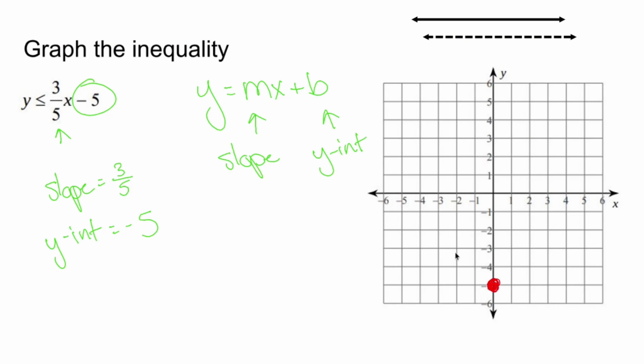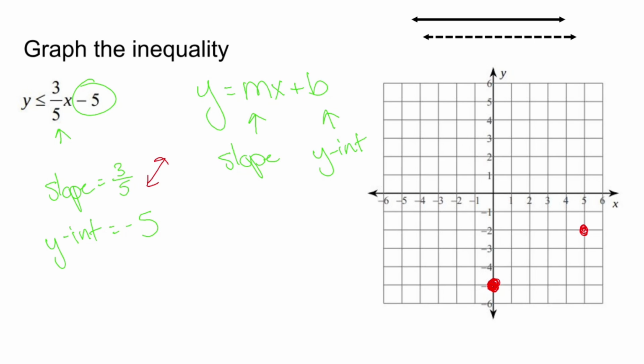And I'm going to use my slope to make more dots. So my slope is 3/5, which is positive. So up 3, right 5. So up 1, 2, 3, right 1, 2, 3, 4, 5. Put a dot there. I can't go any more. I can't go down 3 and left 5. So I only have 2 dots.